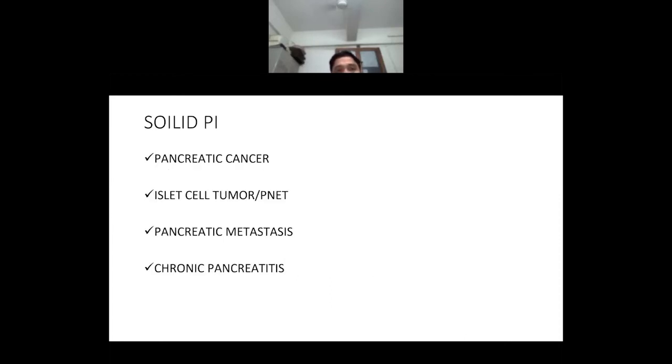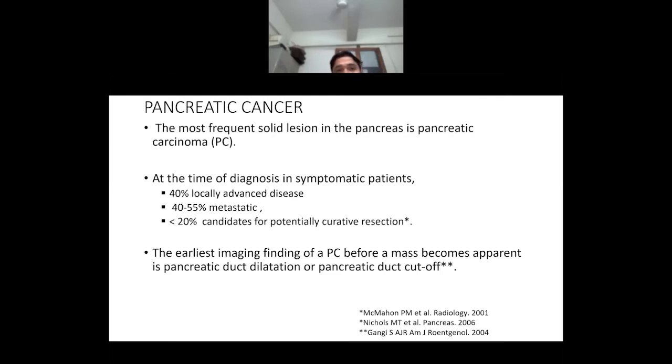Under solid pancreatic incidentaloma, pancreatic cancer, pancreatic neuroendocrine tumor, pancreatic metastasis, and chronic pancreatitis were most commonly detected. Coming to pancreatic cancer, the most frequent solid lesion in the pancreas is pancreatic carcinoma. At the time of diagnosis in symptomatic patients, 40% are locally advanced and 40 to 50% are metastatic, leaving less than 20% who are candidates for potentially curative resection.